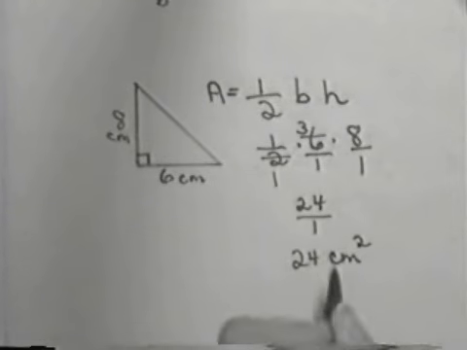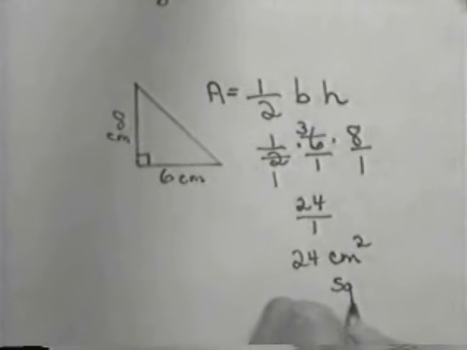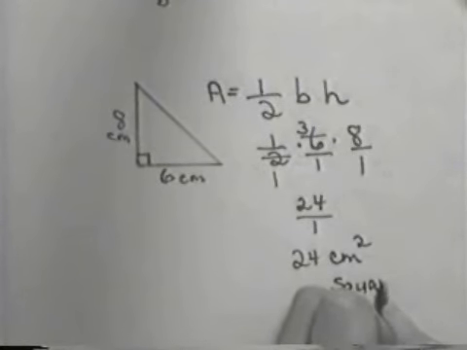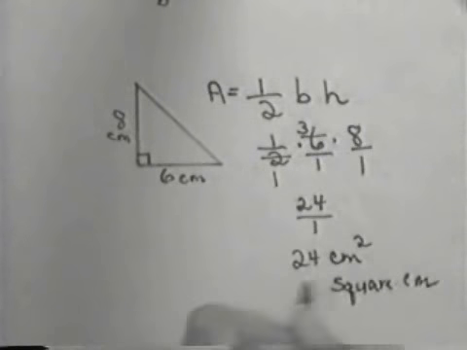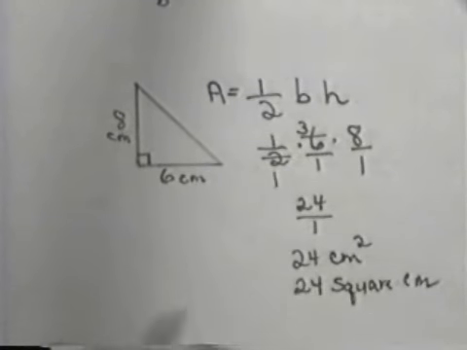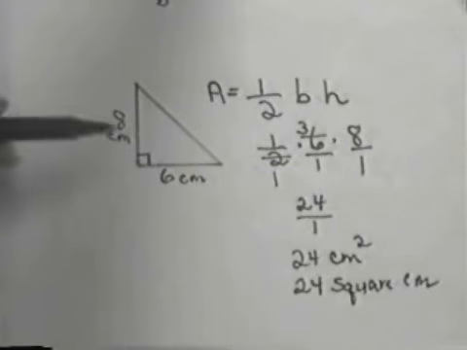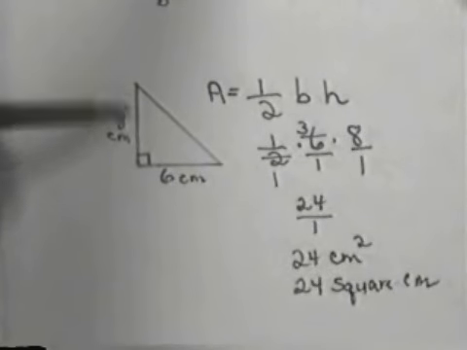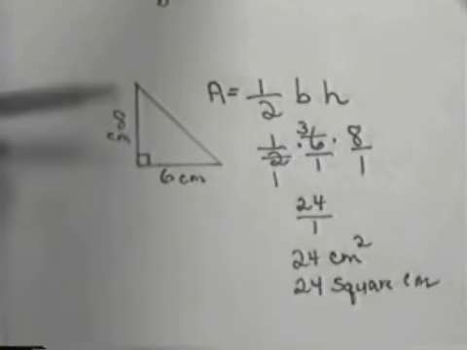You can write the cm squared, or you can write out the word square centimeters. But this is just an example where your height is already a part of your triangle.